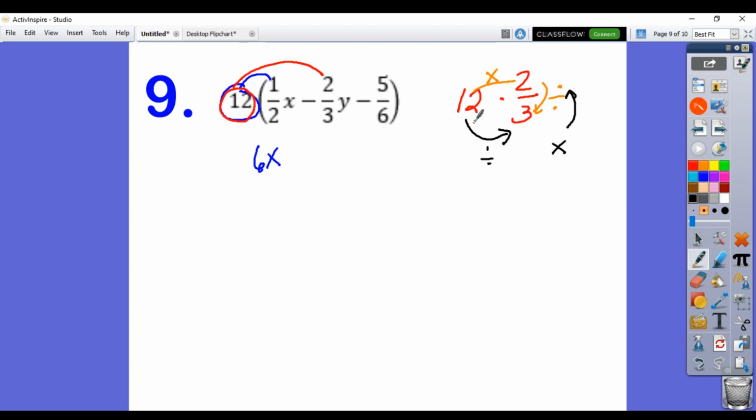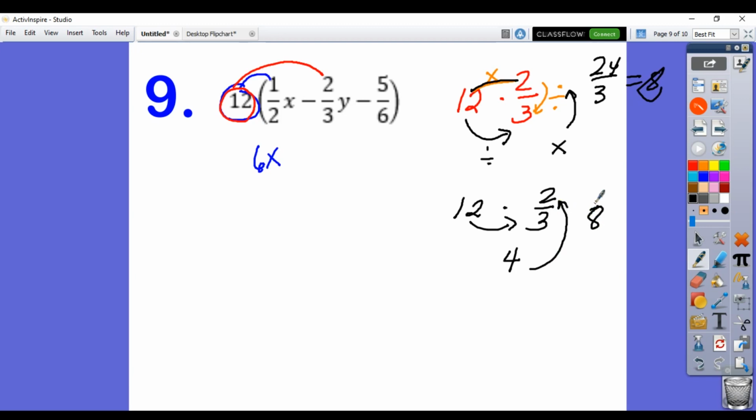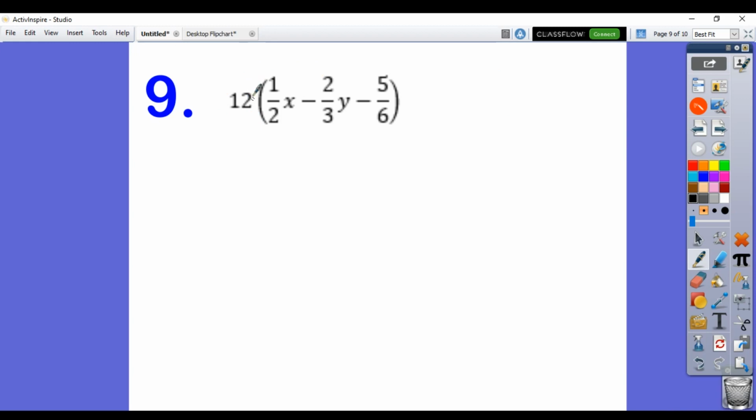We should. Prove it. 12 times 2 will give you 24. If you divide it by 3, you get 8. Or if you do the reverse way, the one I'm teaching you right now, 12 divided by 3 is 4. Times 2 is going to be 8. So it's the same thing, right? So you have two options now for how to deal with fractions. You should not be scared about it anymore. Okay, let's do it again.